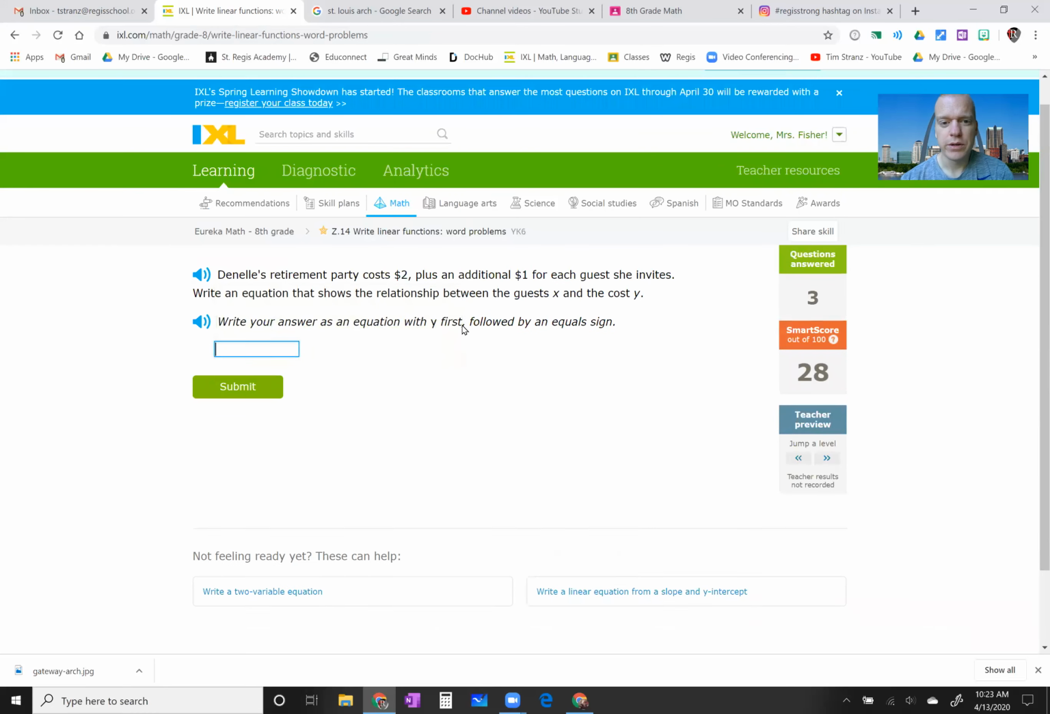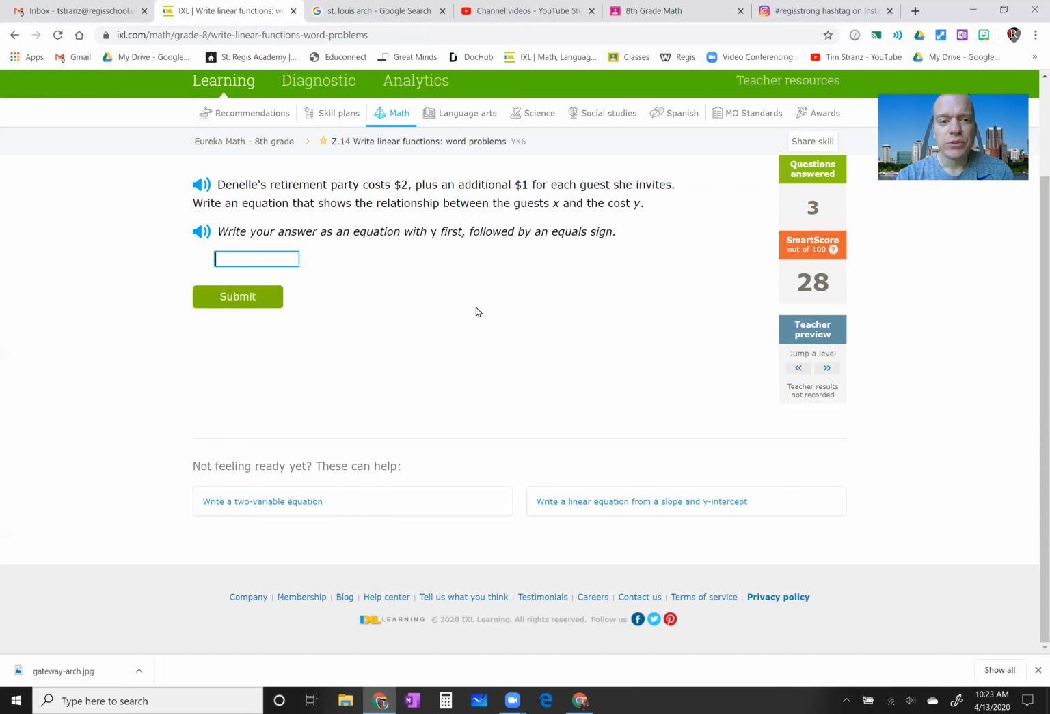See if we can get a harder one here. Danelle's retirement party costs $2 plus an additional $1 for each guest she invites. Write an equation that shows the relationship between the guest x and the cost y. Okay, so this one's a little bit different. Still going to start with y equals, okay?